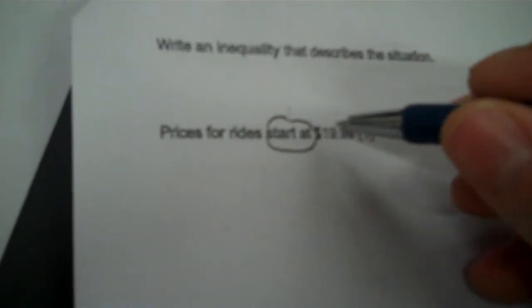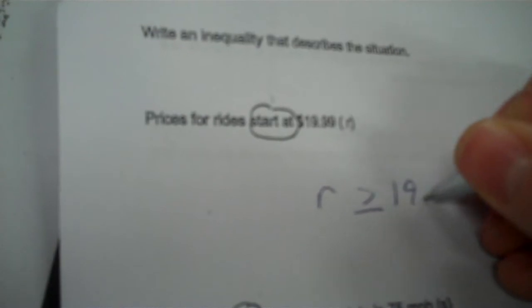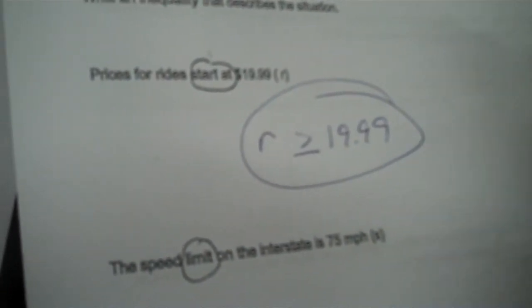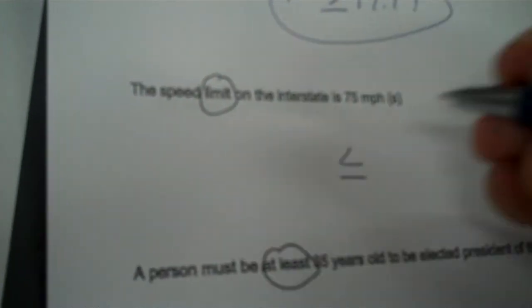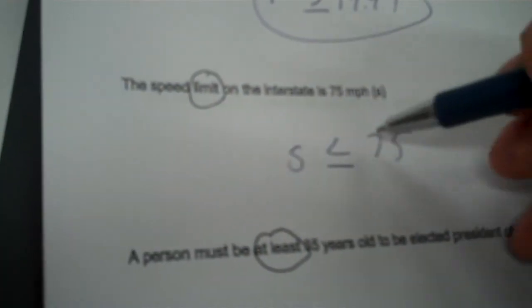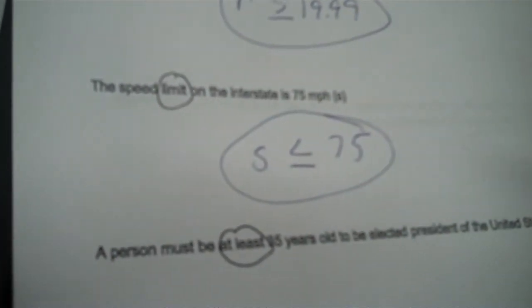Prices for rides start at $19.99, so we'll find the words start at right there, so that would mean greater than or equal to. Now the variable they want you to use is in parentheses, $19.99, so that means it starts at $19.99 and from there it just goes higher. The speed limit on the interstate is 75 miles per hour, so limit is less than or equal to. Put your S variable in 75, so you can go equal to 75 or anything less than without being ticketed.